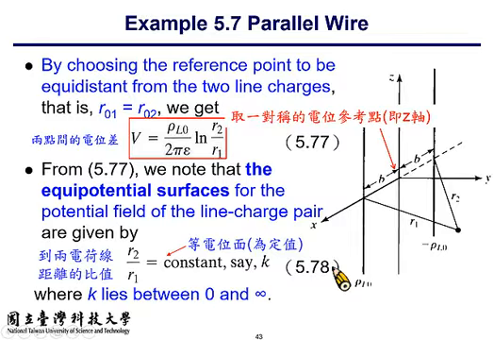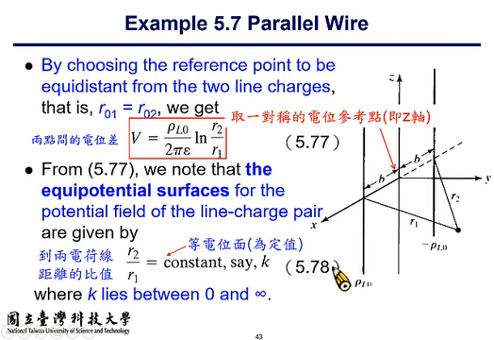Log R2 over R1 is equal to what? Equal to 0. Log of 1 equals 0. So the condition is R1 over R2. As long as R1 equals R2, then V equals 0.